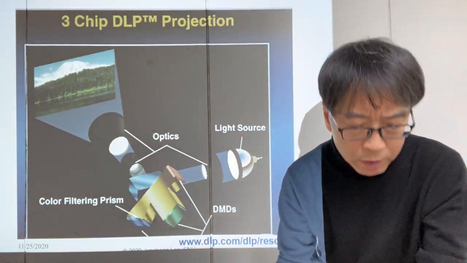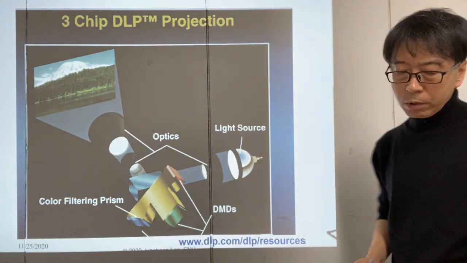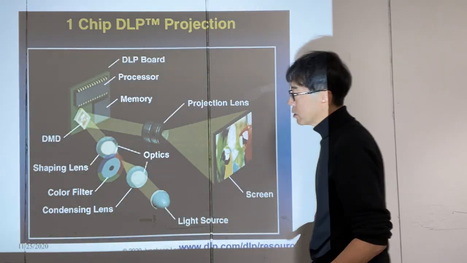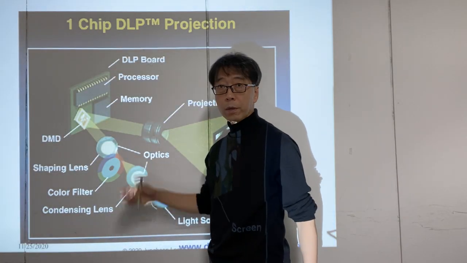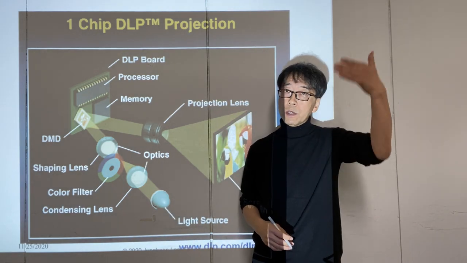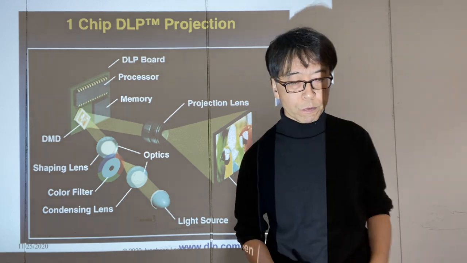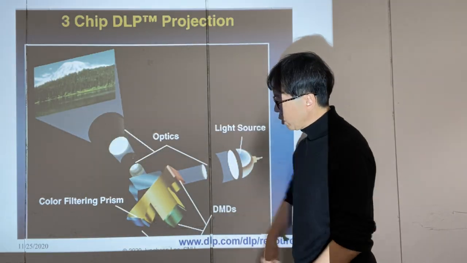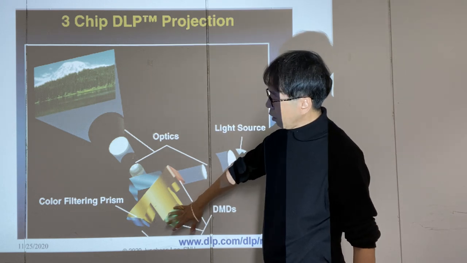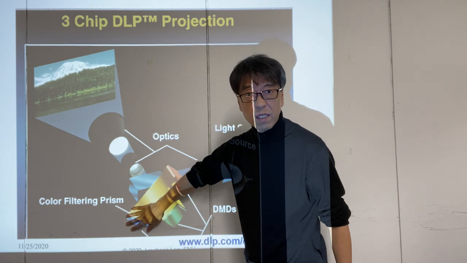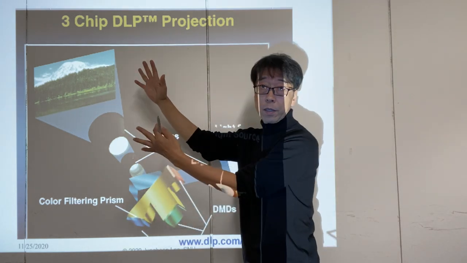And if you go to the cinema, well, this is not high brightness because you need to go through the filter. What was the problem with LCD? You need to go through the filter, right? So you don't want to use the filter. What can you do? You use three different chips. One chip for the green color, another chip for the red, another for the blue. And then you just mix them together.